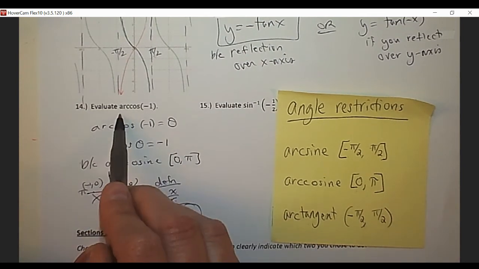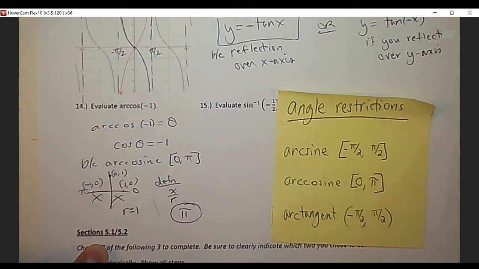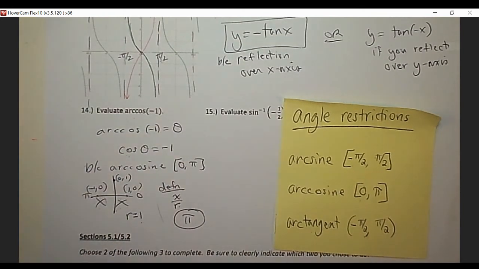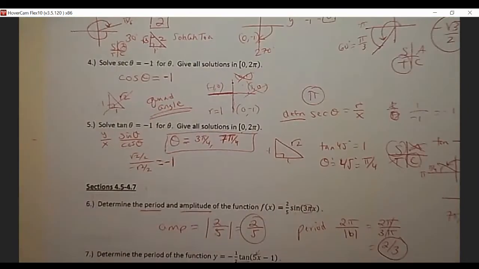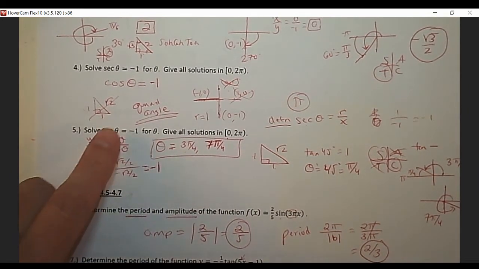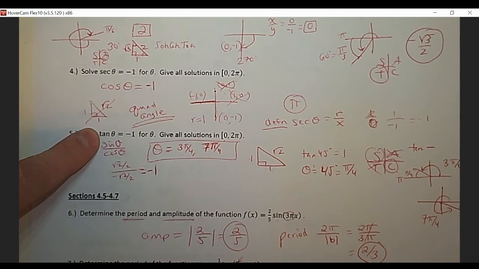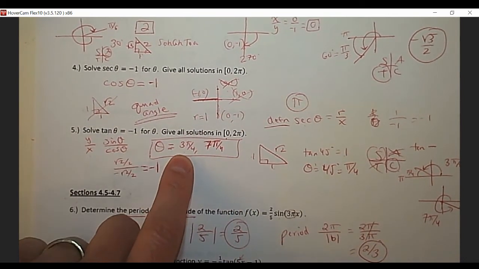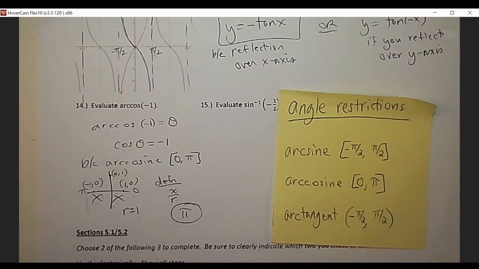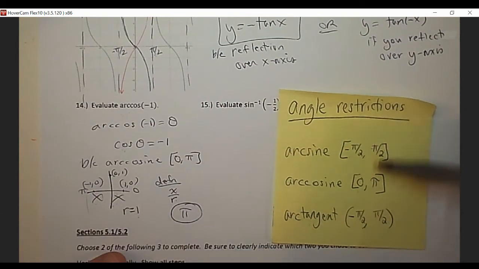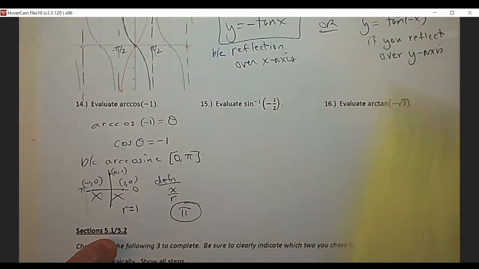All right, and for these inverse trig ones where you're evaluating, there's only one answer. If you go back to earlier in the homework when we were solving, sometimes we get one answer, sometimes we get 2 answers. When you're doing the evaluate with the inverse trig functions, you only get one answer and it must be in radians because of our angle restrictions.